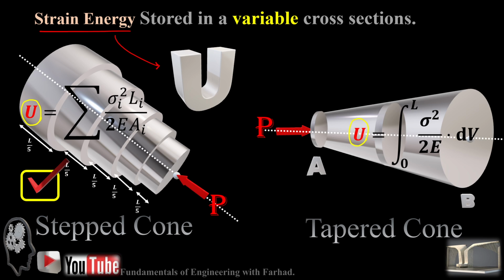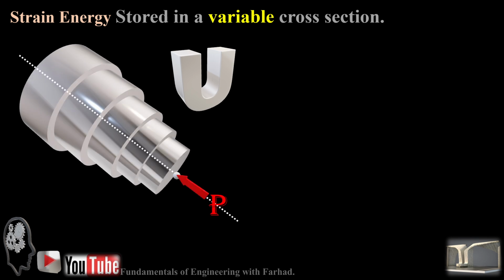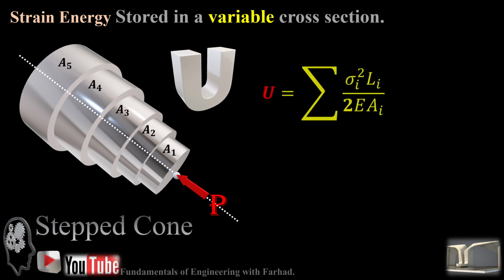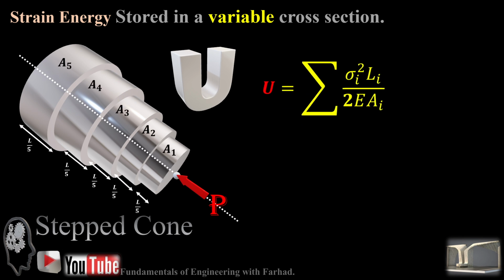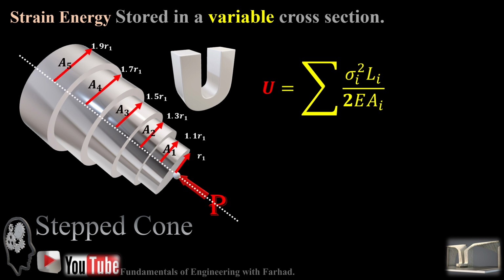Each part has an identical length of L over 5, and the radius increases in small increments. In our case, we have A1 through A5, and the radius increases from R1 at the beginning, then 1.1, 1.3, 1.5, 1.7, and 1.9. That's our five pieces.